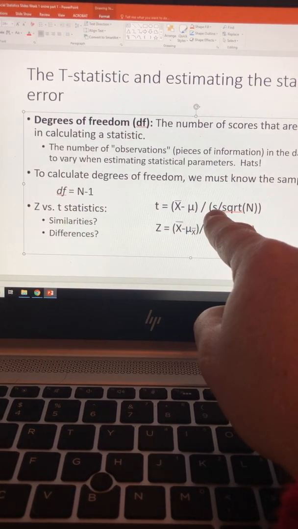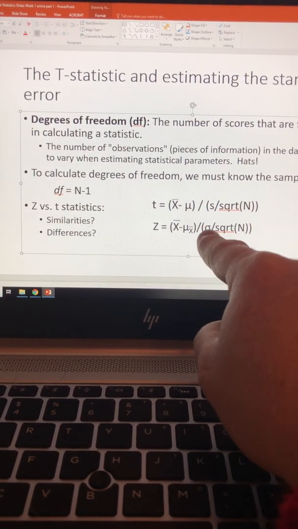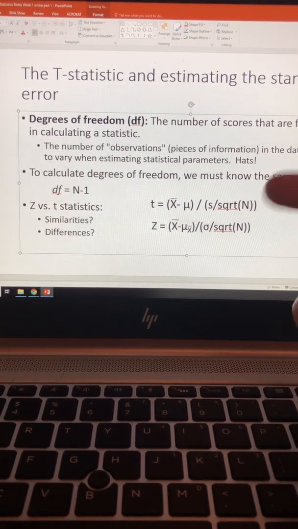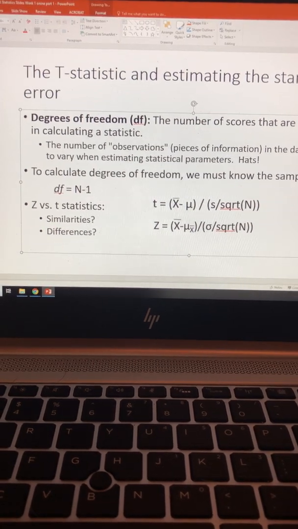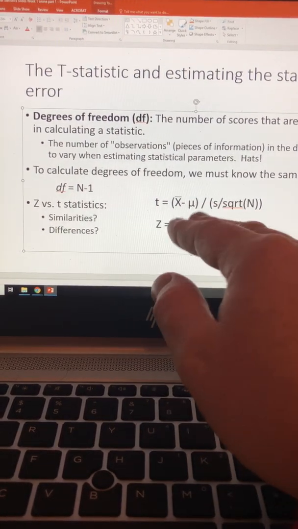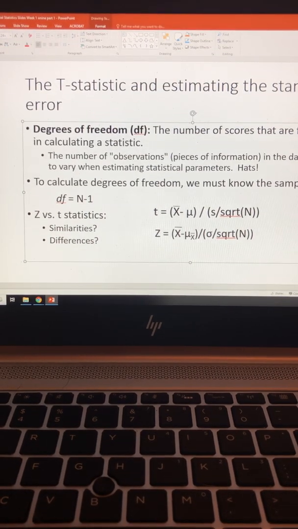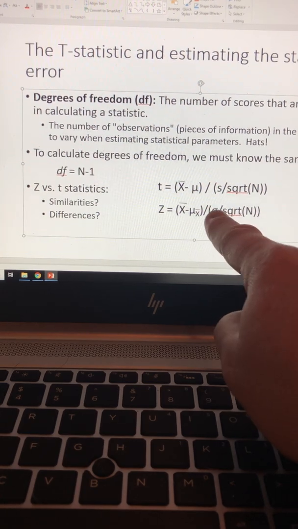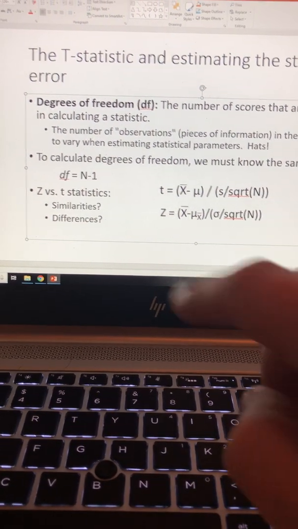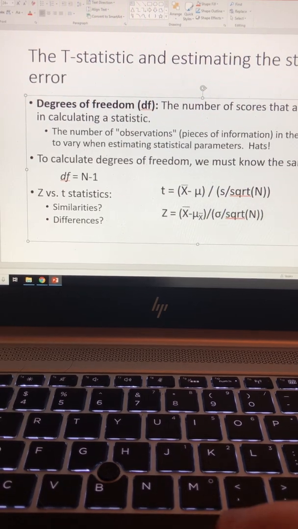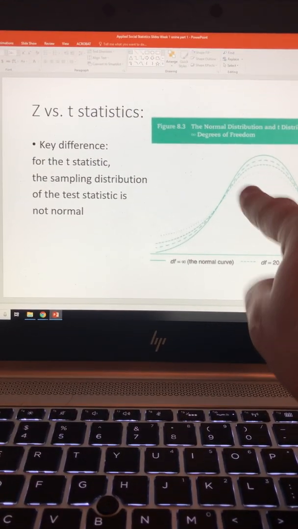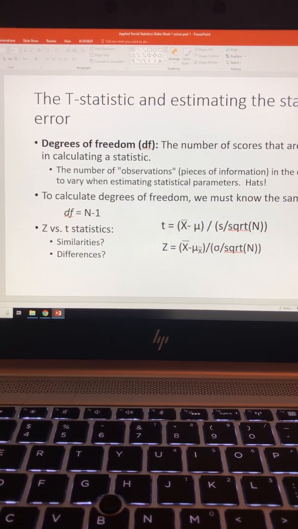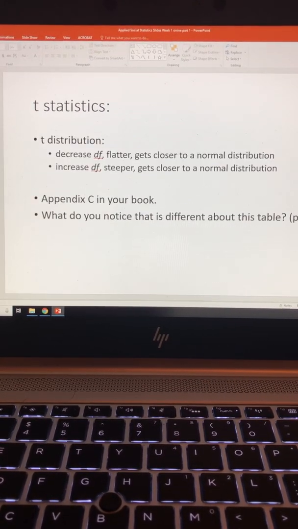The sample standard deviation or the population standard deviation. So really, they kind of look the same. So you might be saying, why not just use a Z? Because in the end, it kind of works out the same. Well, because we're using the sample standard deviation as an estimate of the population standard deviation, we have to allow for this flexibility, and that's where the degrees of freedom come into play. So with the T statistic, you're always going to have to calculate the degrees of freedom.